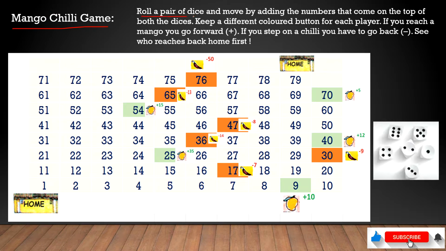I'll read this text for you. Roll a pair of dice and move by adding the numbers that come on top of both dice. Keep a different colored button for each player. If you reach a mango, you go forward, plus. If you step on a chili, you have to go back. That is a negative. See who reaches back home first.